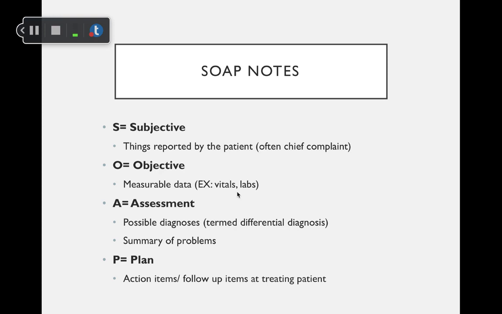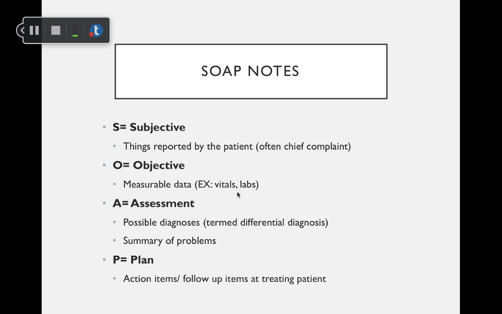Objective information, however, is measurable data that we know. So maybe Granny came in and said she was febrile all night last night. Well, today in the ED, her temperature was 98.6, and that's our objective data. That was a normal lab that we found. So that's what you really need to think about with objective data: labs, vitals, measurable things.